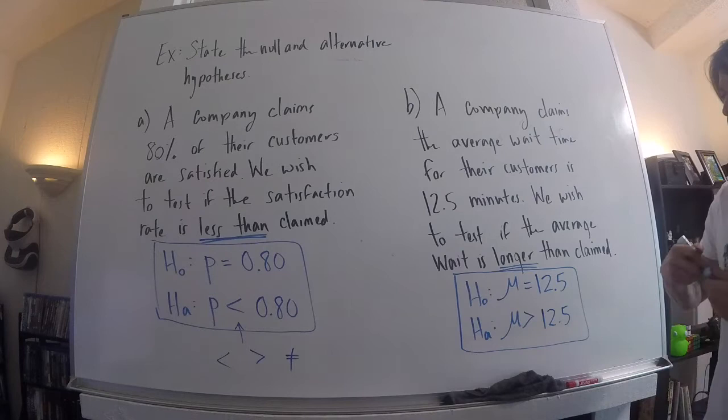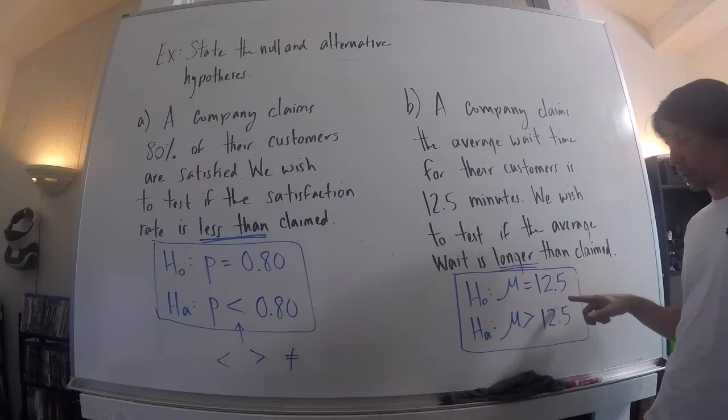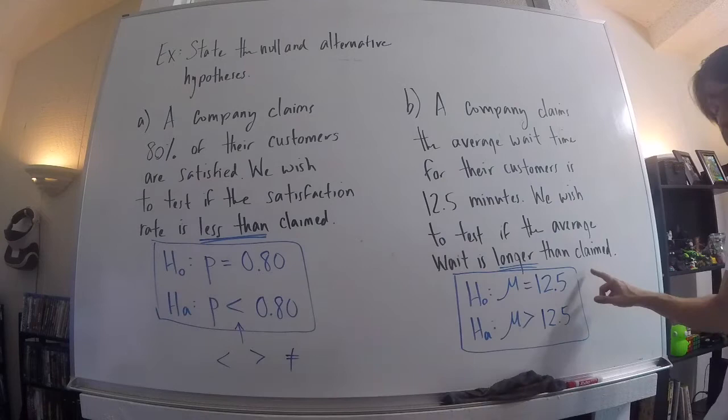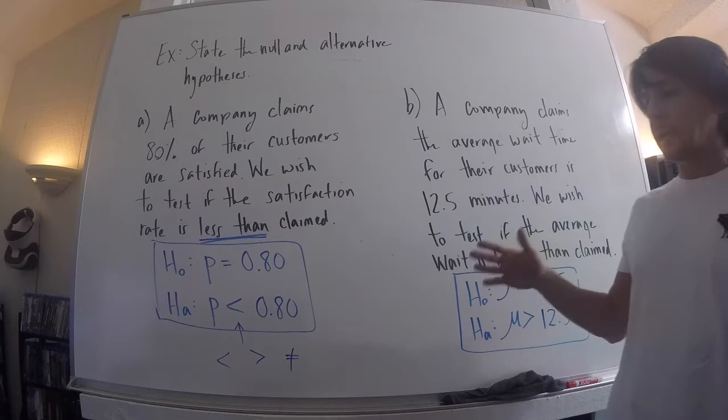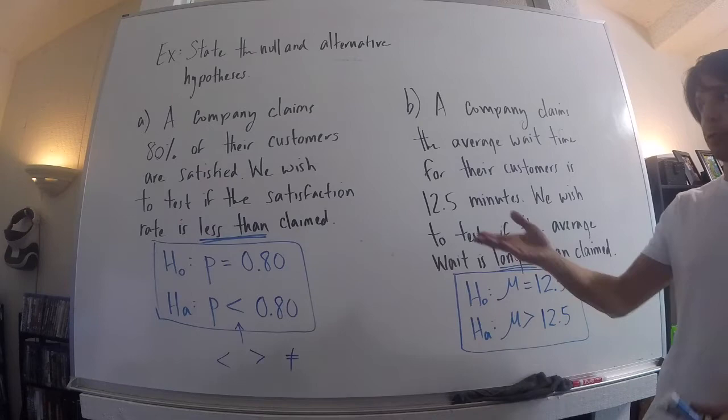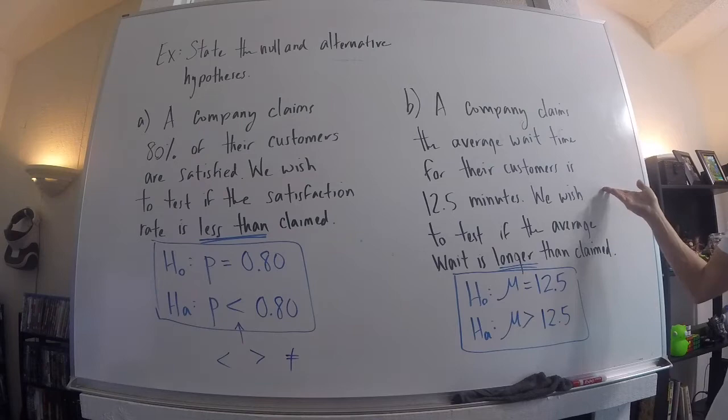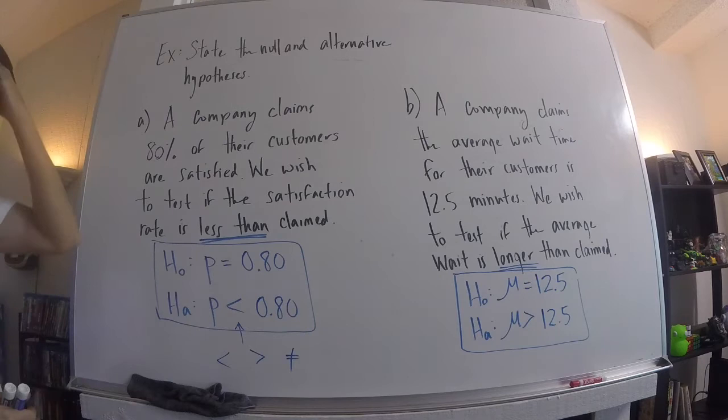We're gonna do one more, but I just wanna mention that, at this stage, you default to this null. You give the company the benefit of the doubt that they have 80% satisfied customers or their wait time is only 12.5 minutes, until you have evidence to prove them wrong. And the way you're going to get evidence that may prove them wrong is to gather up some sample. You'd sample some of their customers and see if they're satisfied. You'd look at some of their customers waiting in line and time how long it takes them to get service. And then you would do some number crunching, get some statistics, and get what's called a p-value.